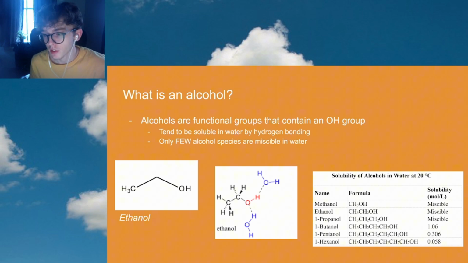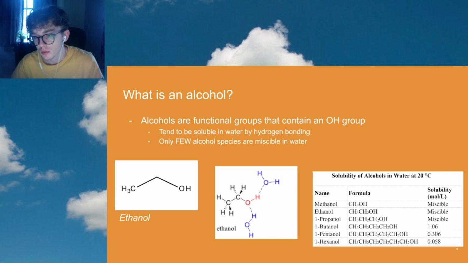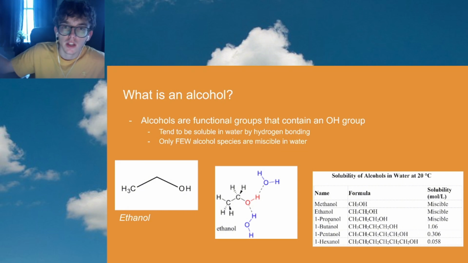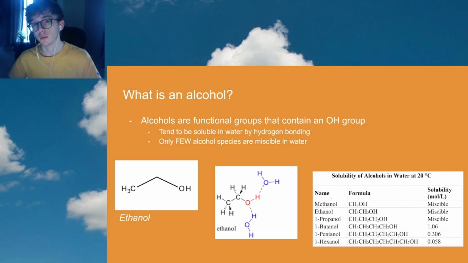So I actually have a list over here of a trend that we'll see with the solubility at just 20 degrees Celsius of alcohols. We have methanol, ethanol, 1-propanol, 1-butanol, 1-pentanol, 1-hexanol. So that's just like alkanes, right? And then at the end we add an OH group. We can see that the smaller we are, if we're a methanol, we're just a CH3 group and then an OH, we're going to be fully miscible. Same until we get up to the propanol, right? That becomes miscible as well. And then for every liter of water, for butanol, we can dissolve 1.06 moles per liter of that.